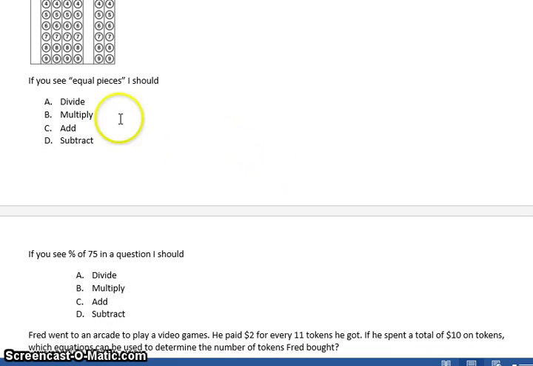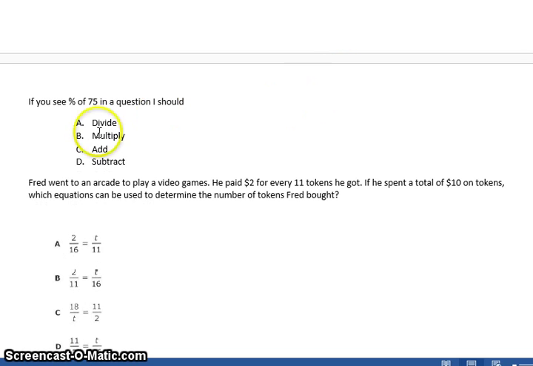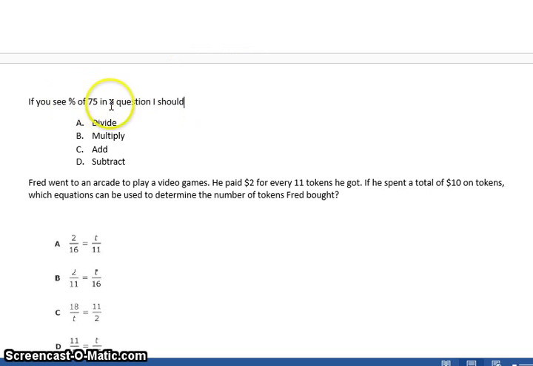All right, this question here says, if you see equal pieces, what should you do? Does equal pieces mean you should divide, multiply, add, or subtract? All right, the next question reads, if you see percent of 75 in a question, what process should you do? Okay, and we haven't discussed this, but when you see a percent and a number together, you're going to want to multiply those two things. Okay, a percent of a number means to multiply.